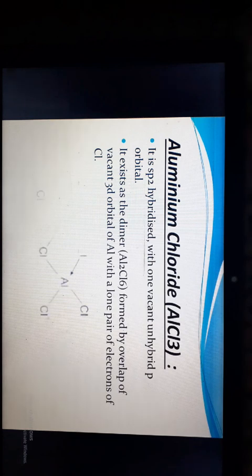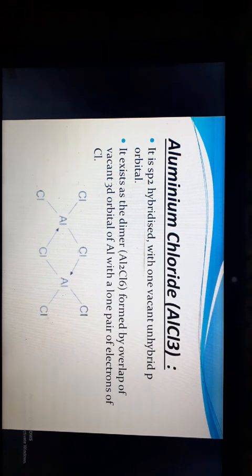It is formed by overlap of the vacant 3d orbital of aluminium. Why is it forming? Because of the overlapping of the vacant 3d orbital of aluminium with a lone pair of electrons on chlorine. We know that on chlorine a lone pair exists, and because of that it forms the bond to make the dimer, and that is Al2Cl6. The structure is given below.